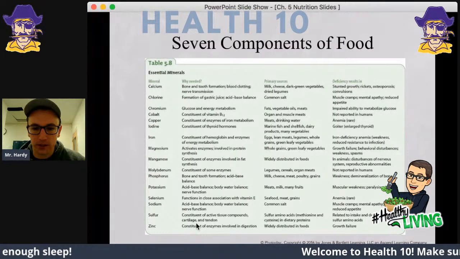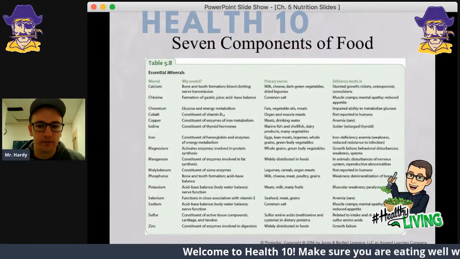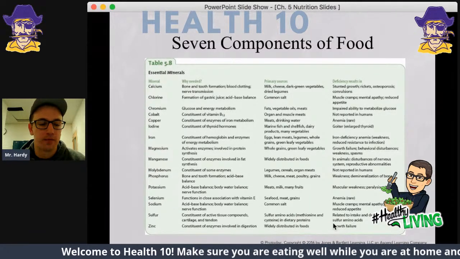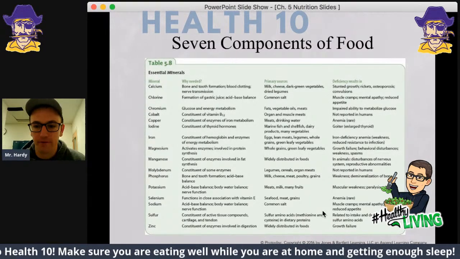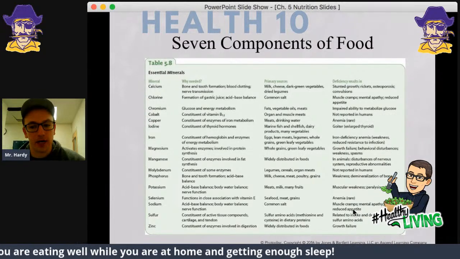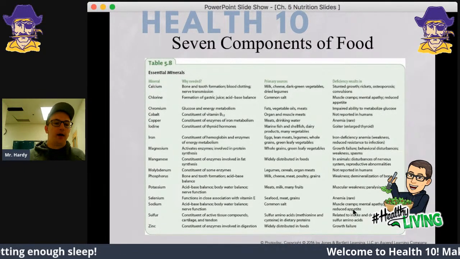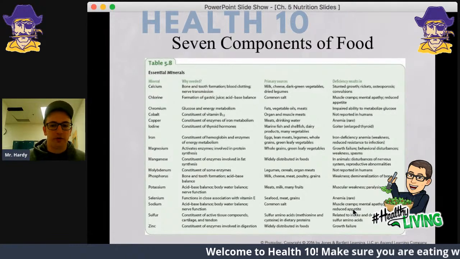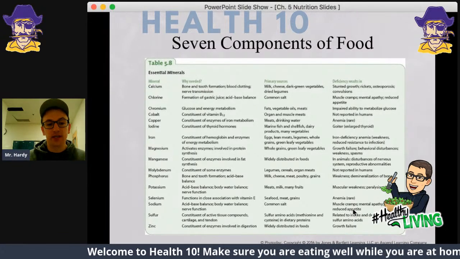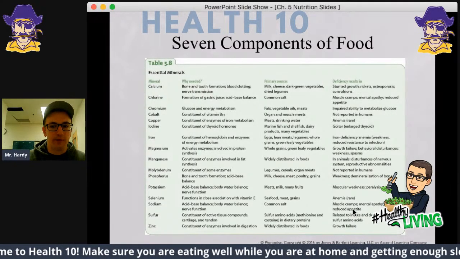So what about sodium? We need it for acid-base balance, body water balance, and nerve function. Another primary source, again, is common salt. If you don't have enough sodium, that's muscle cramps, mental apathy, reduced appetite. If you have a Gatorade at home, or a Powerade or some sort of sports drink like that, if you look on the back, you're going to see that it has a ton of sodium in the nutrition label.